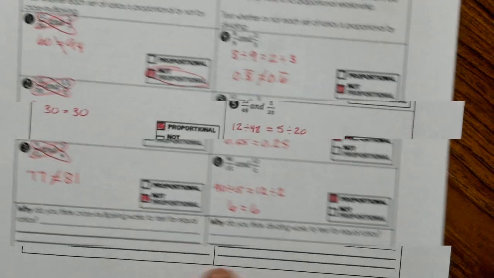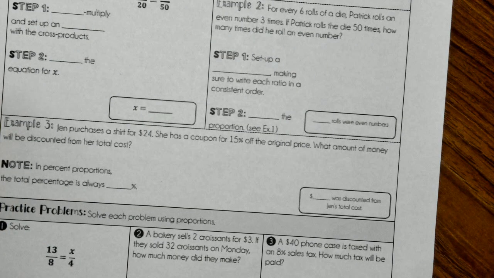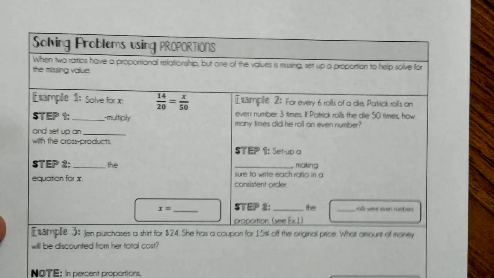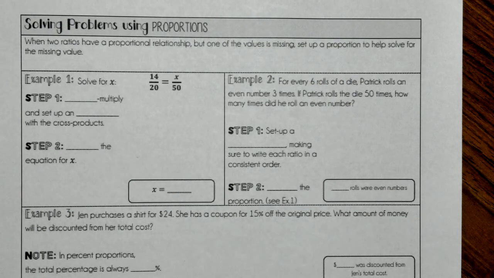I'm going to save some time here. It's a lot of writing on one of them. Let's go ahead and take a look at the other side and actually take a look at solving proportions. Okay, we're missing one of these 3 numbers.